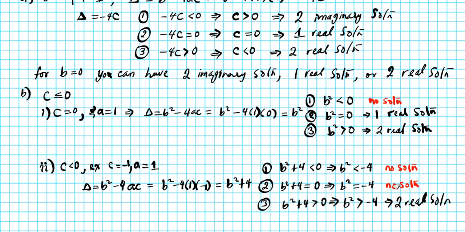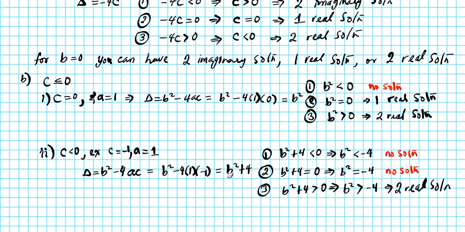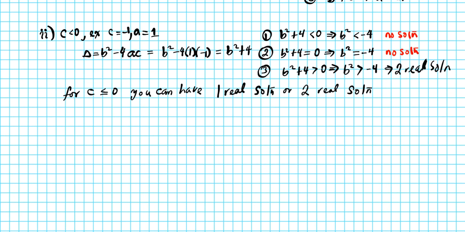So what's our conclusion for part B? For c less than or equal to 0, you can have one real solution, or 2 real solutions. There's no way you can have 2 imaginary solutions where c is less than or equal to 0 and a is equal to 1. Alright, let's take a look at part C.